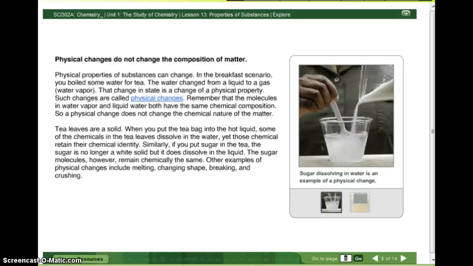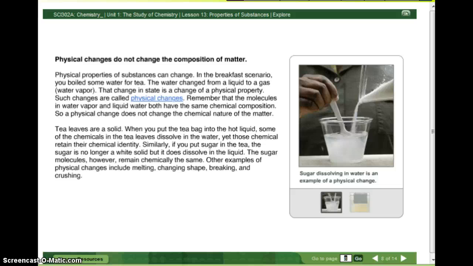Tea leaves are a solid. When you put the tea bag in the hot liquid, some of the chemicals in the tea leaves dissolve in the water. Yet those chemicals retain their chemical identity. Similarly, if you put sugar in the tea, the sugar is no longer a white solid, but it does dissolve in the liquid. The sugar molecules, however, remain chemically the same.